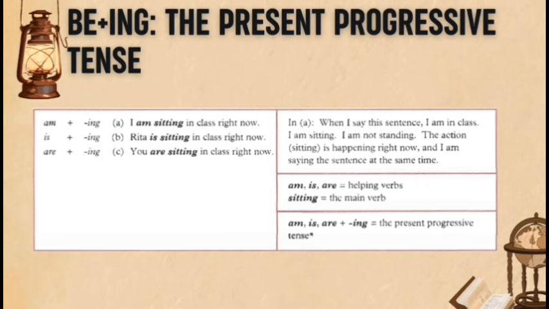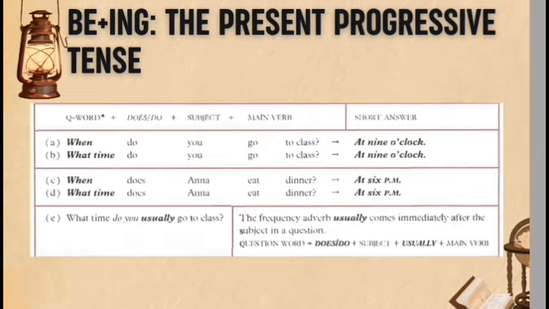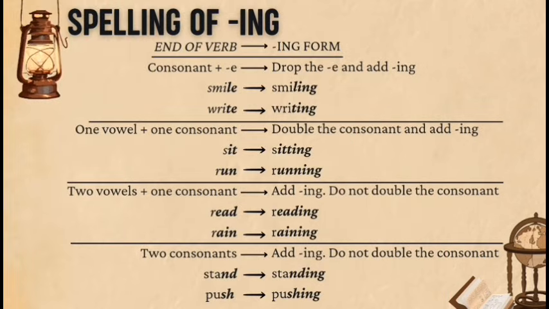Am, is, are are helping verbs. Sitting is the main verb. Am, is, are plus ending ing is the form of present progressive tense. Spelling of ending ing. Rule number 1. A consonant plus ending e, drop the e and add ing.